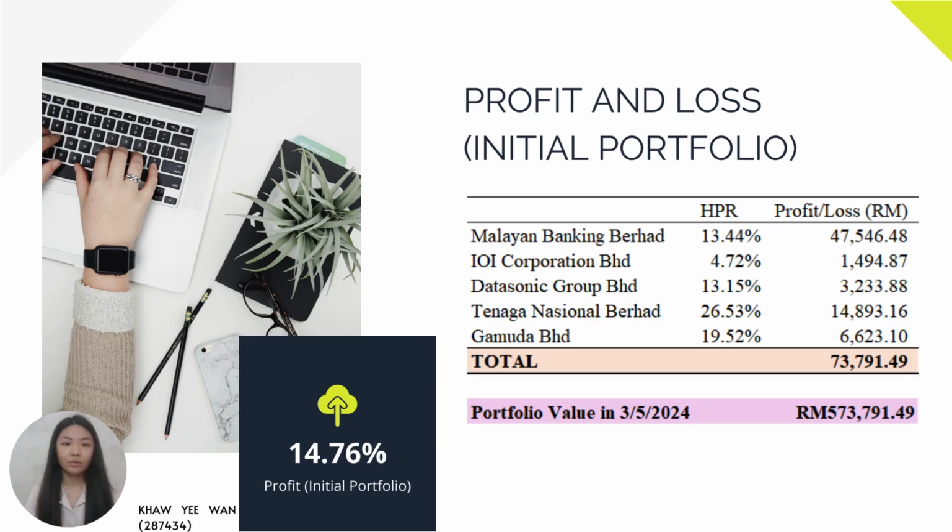The initial portfolio, initially valued at 500,000, experienced robust growth during this trading period, reaching more than 573,000, a 14.76% return. Malaysian Banking Berhad led with a 13.44% return, generating more than 47,000 in profits, while Tenaga Nasional Berhad and Gamuda Berhad also performed strongly. The portfolio's strategic allocation, heavily weighted in key stocks like Malaysian Banking Berhad, effectively contributed to its overall success, highlighting strong gains and a well-executed investment strategy.